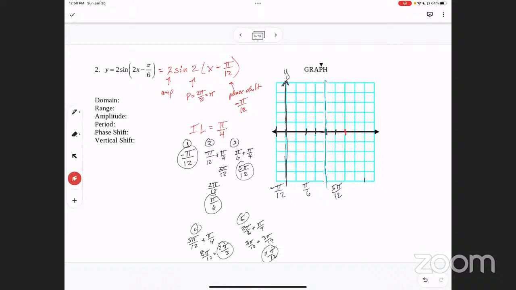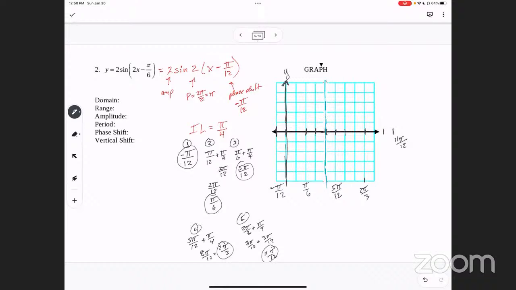There's 6 pi over 12, 7 pi over 12. There's 8 pi over 12, which is 2 pi over 3. So this is 2 pi over 3. And then 9, 10, 11 pi over 12 is going to be right here. So we just need to put 2 more on here. This is 11 pi over 12. Okay. That again is the hardest part.